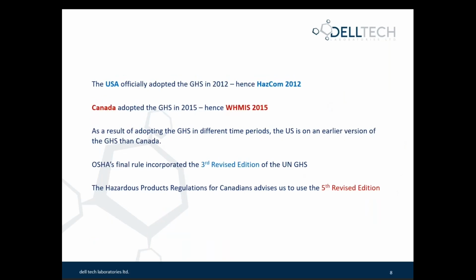So the US adopted GHS in 2012, also known as HAZCOM 2012, short for Hazardous Communication, and they are currently using revision 3 of GHS. Canada, however, adopted GHS in 2015, and it's called WHMIS 2015, WHMIS standing for Workplace Hazardous Materials Information System, which can be used interchangeably with the term Hazardous Products Regulation, or HPR, and Canada is currently using revision 5.